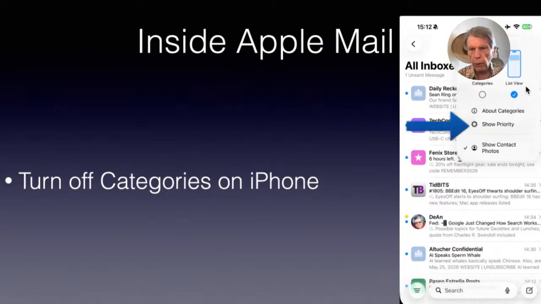Also, you might want to turn on the priority, show priority emails. That's Apple's machine learning figuring out what it thinks are important emails. So that sometimes helps you see the important emails at the top of the list.